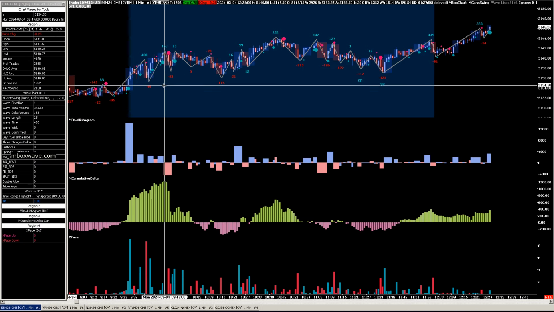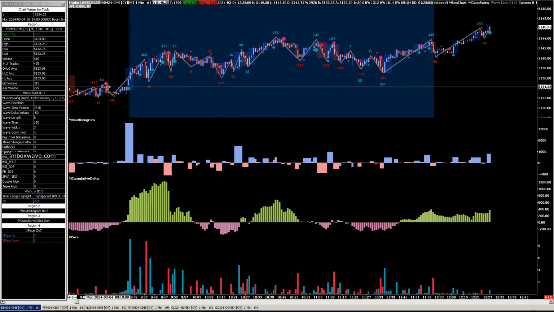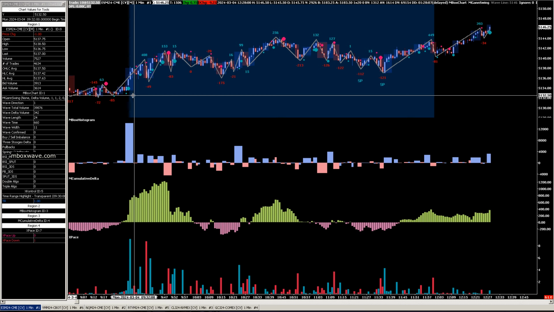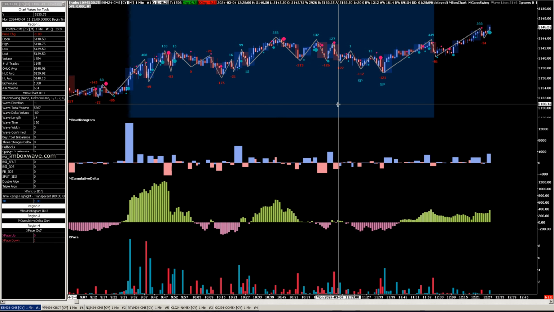So we're looking at the E-mini S&P here. I'm using the 1-minute charts solely, and I've highlighted this background 9:30 to 12. I showed how to do this in my last video.